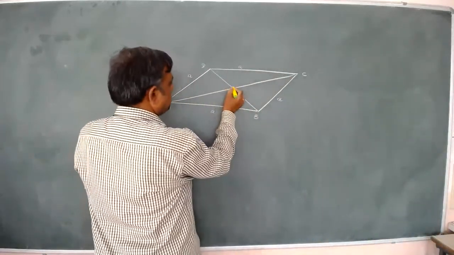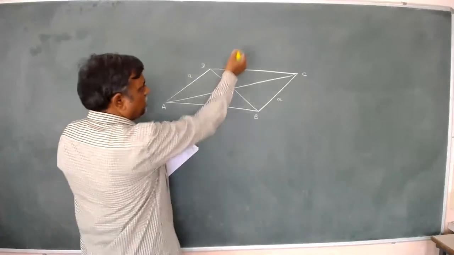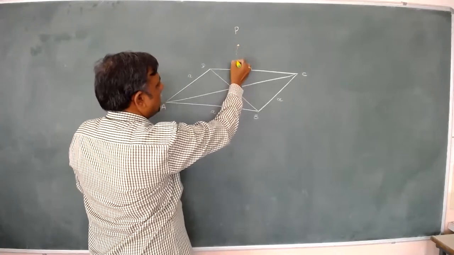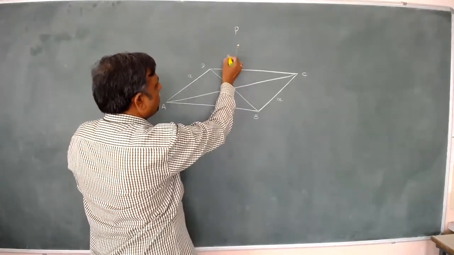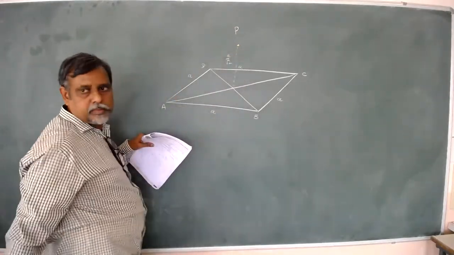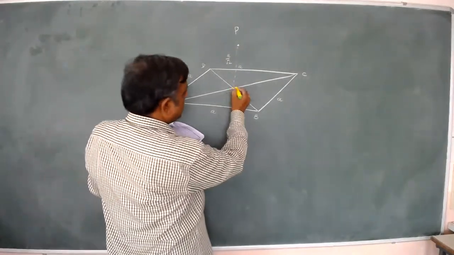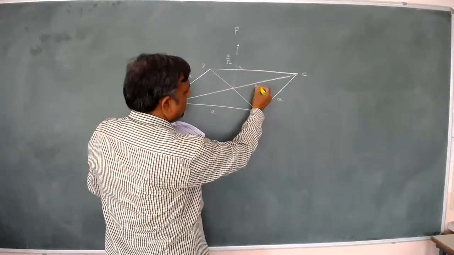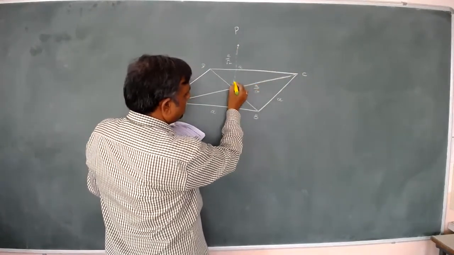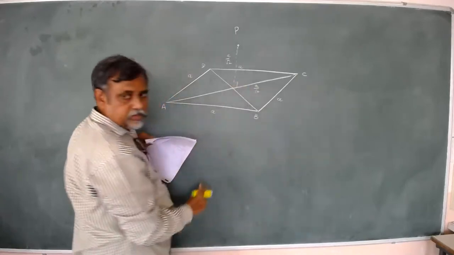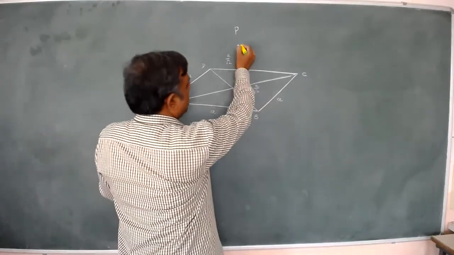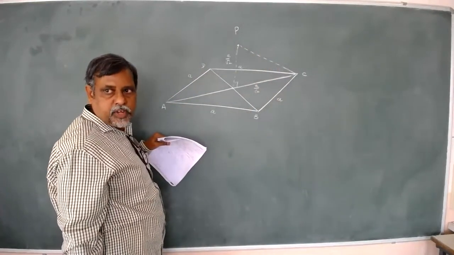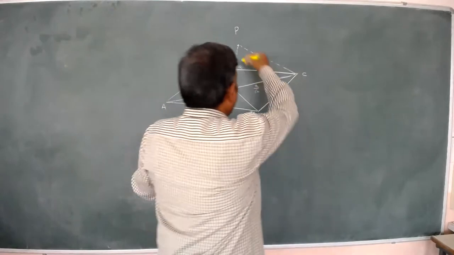So look at this. Above this, I am taking a point. So this is A by root 2. A by root 2. And what about this angle? 90 degrees. Okay. And what about this distance? Let it be X. A by root 2, A by root 2.